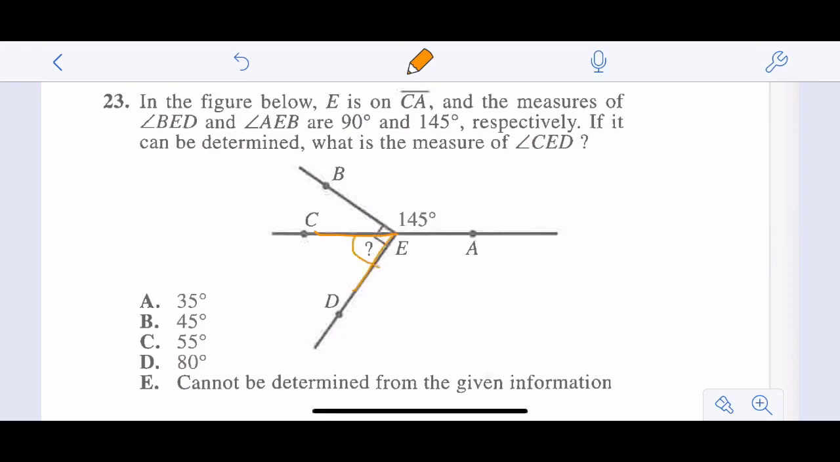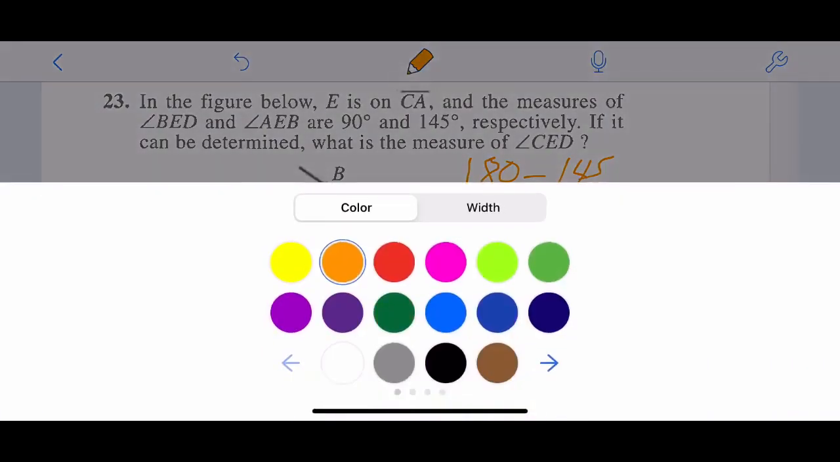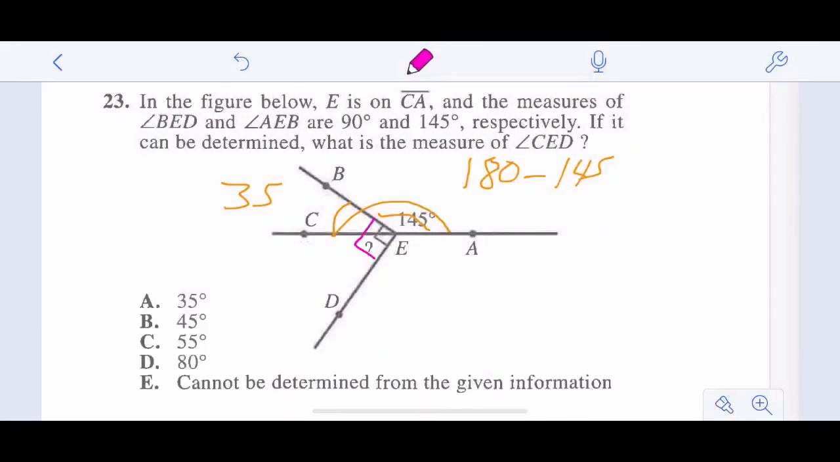The first thing we're going to do, step 1, is figure out what this angle is right here. There's 180 degrees in an arc, so 180 minus 145 gives us 35. So this angle is 35 degrees. Now, we know that this entire angle is 90 degrees, so we just want this portion: 90 minus 35 leaves us with 55.